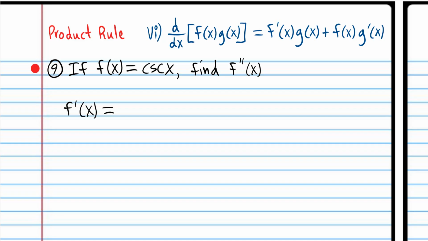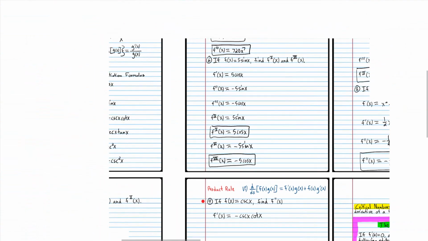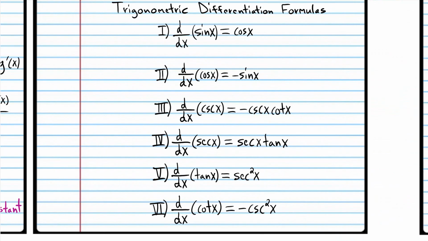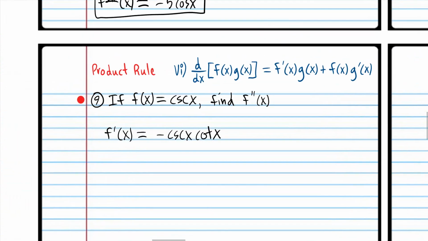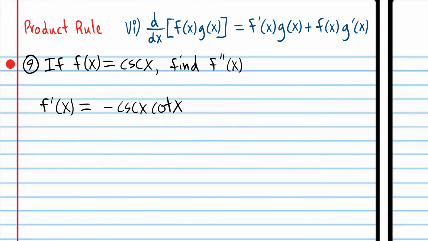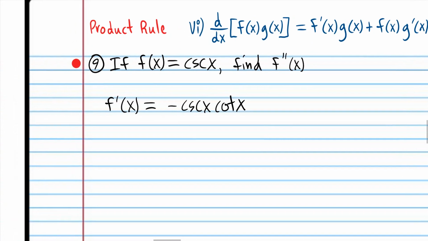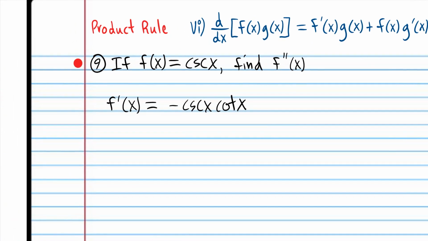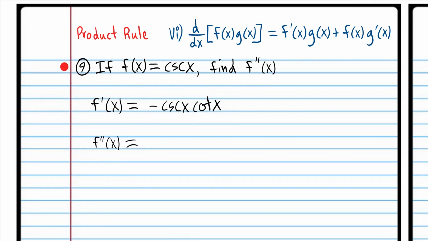Now f prime we know is negative cosecant x times cotangent x. Why? Because that's one of our derivative formulas. That's this one here. So are you supposed to remember that? Yes, you're supposed to have that memorized. But now, what if we want to find f double prime? Well, this presents a problem, because now we have the product of two things, a blue thing and a green thing. When you have the product of two things that are actually functions, then you have to use the product rule.